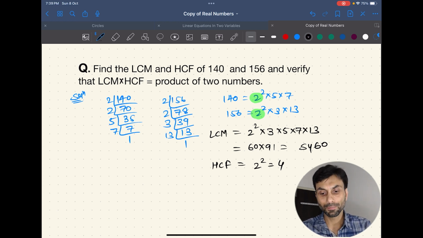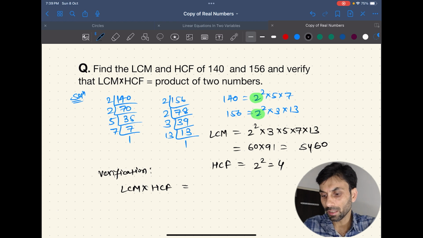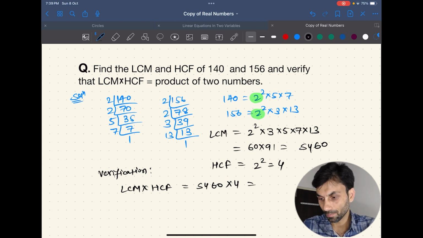Next we have to verify. So let's verify it. In the verification, if we take LCM into HCF, what do we get? LCM is 5460 and HCF is 4. If you multiply it, 4 into 0 is 0, 4 into 6 is 24, carry 2, 4 into 4 is 16 and 2 is 18, carry 1, 4 into 5 is 20 and 1 is 21.